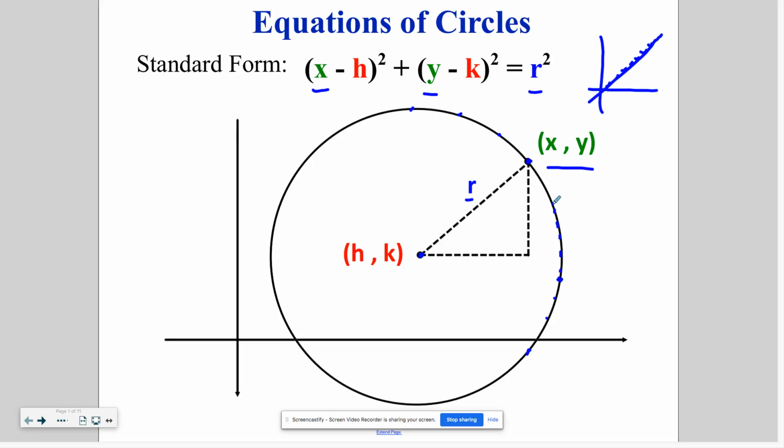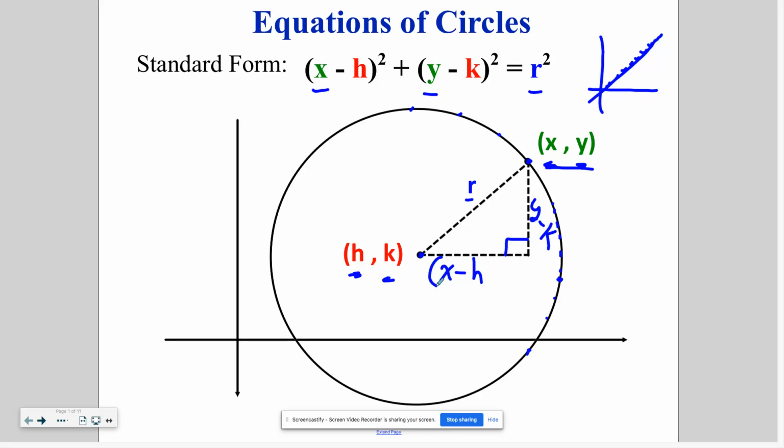But how do those points relate to each other? Well, it's just Pythagorean theorem. So if you make yourself a right triangle, you can see that this distance on the bottom, if you look at the x values, is x minus h, from the x here and the h here. So you just subtract those to get the distance on the bottom of that triangle. Do the same thing with the y's. This distance on the right side of the triangle is y minus k. The y value here minus this y value here will give you the distance, or the height, of that triangle.